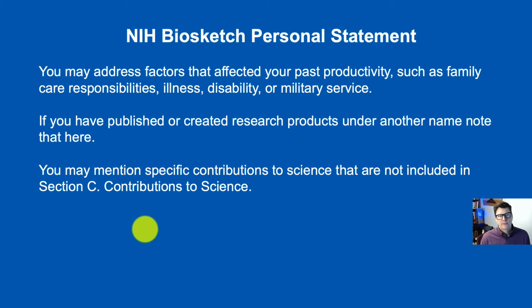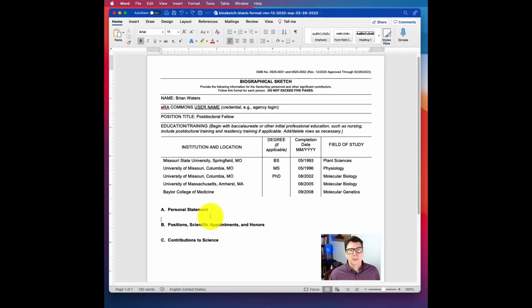Also, if you have published or created research products under another name, you can note that here in the personal statement. And you can also mention contributions to science that are not included in Section C, contributions to science. For example, if you have more contributions than you're allowed to put in Section C, you can put some of them here. But don't repeat contributions in both sections. Now, the new instructions do not specify a length, but I would recommend keeping it to 1 page or less.